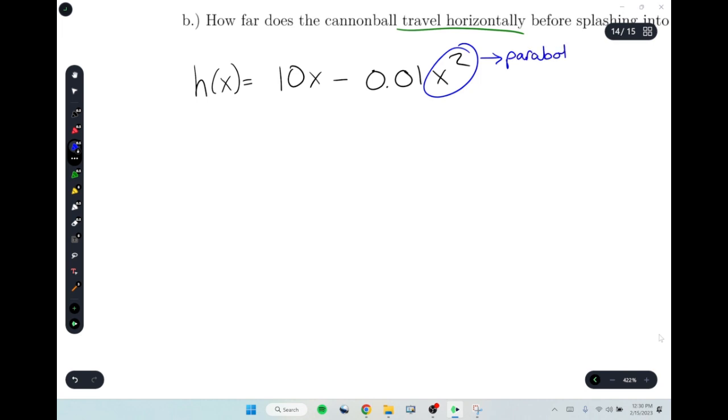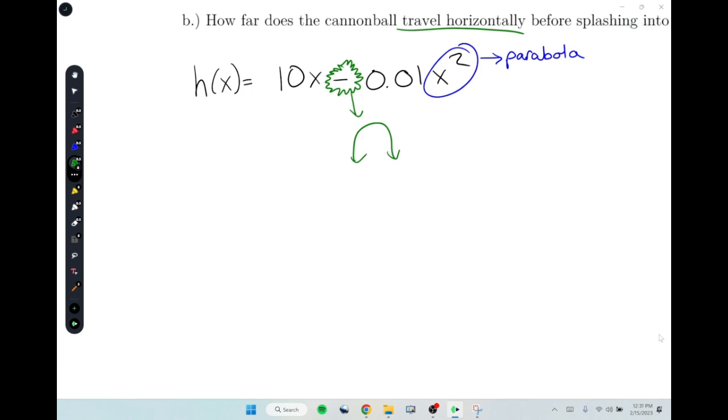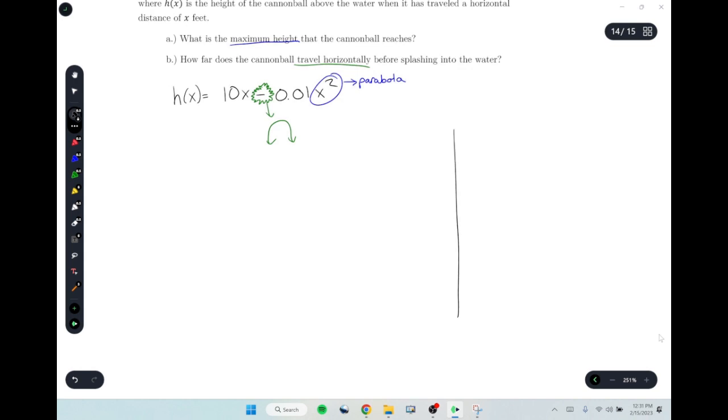What else do we know about the graph? Give you a hint. This negative means something. It means it opens downward. Open downward is a better way to say it. I think that's all we know right now. So here's our parabola.